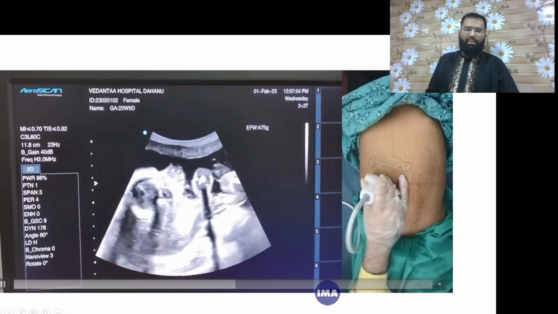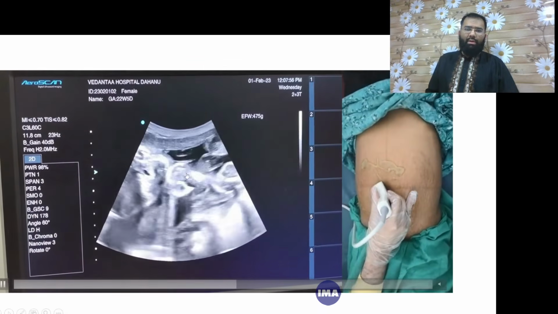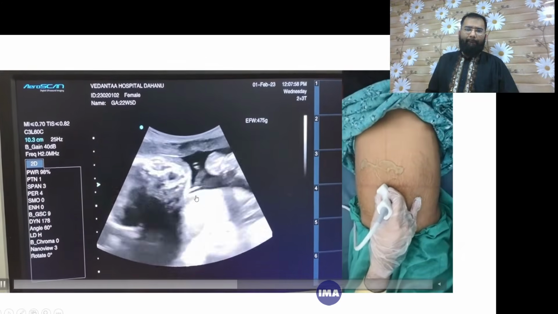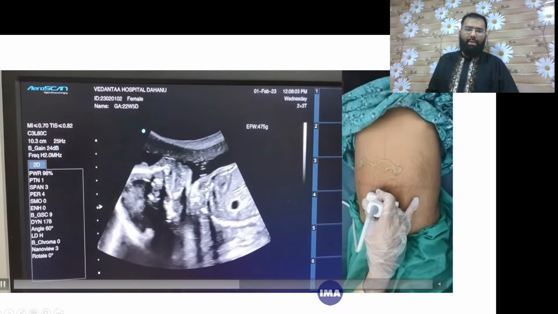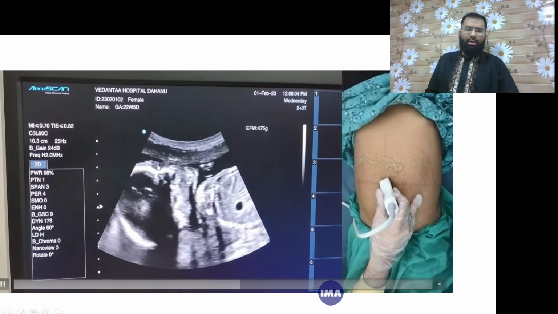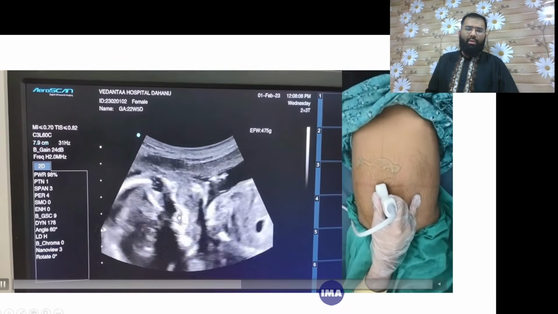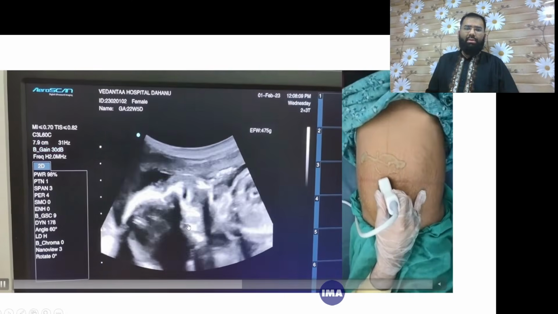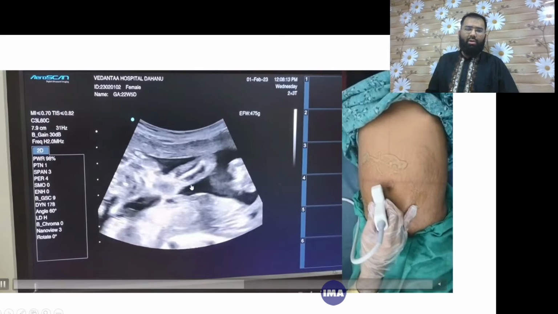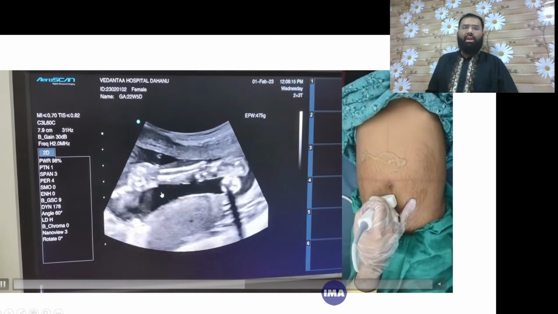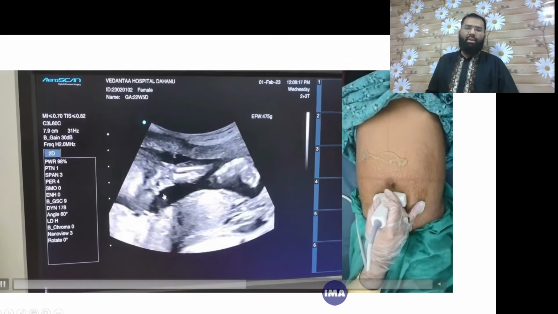Now we can see the fetal nose, umbilical cord. This is the umbilical cord. Now look carefully for the palatal structures. Now this here is the umbilical cord. Always scan along the neck. If there is any loop of cord along the neck, this should be screened.